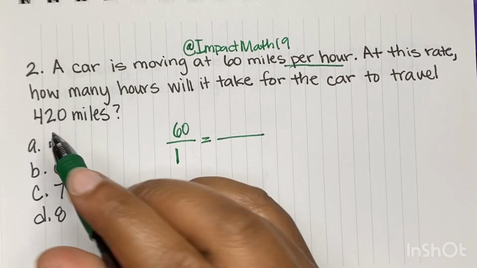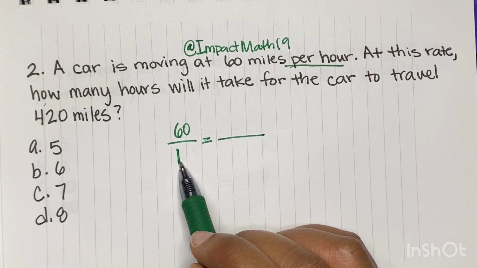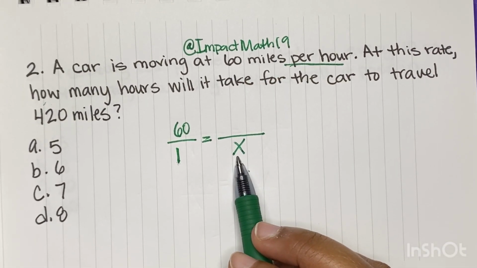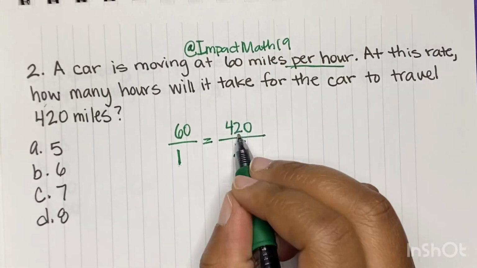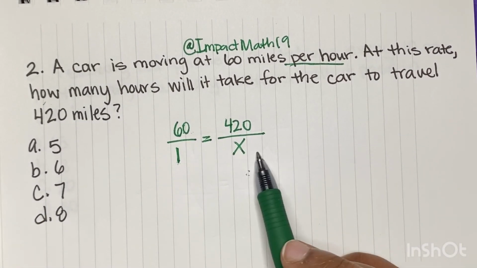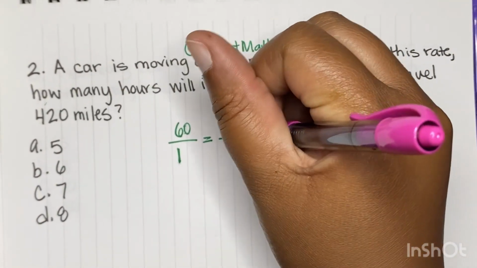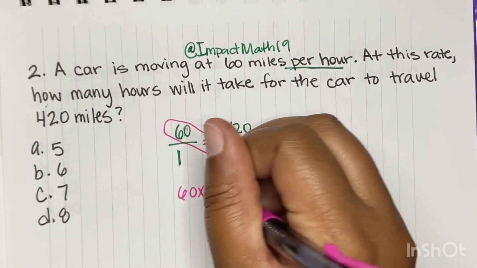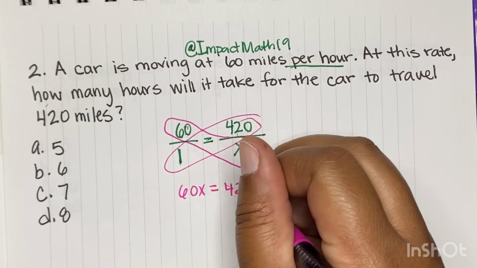Now the question is asking how many hours? Well, we don't know. But since I put the hours units on the bottom, I'm going to put my X on the bottom. And then I'm going to put my 420 on top, right across from the 60 miles that I put. So miles, hour, hour. And then we're going to cross multiply and solve. So 60 times X is 60X equal to, and then 1 times 420 is just 420.